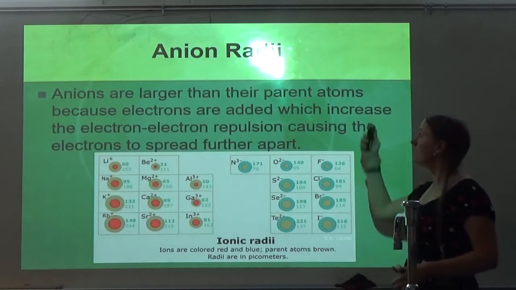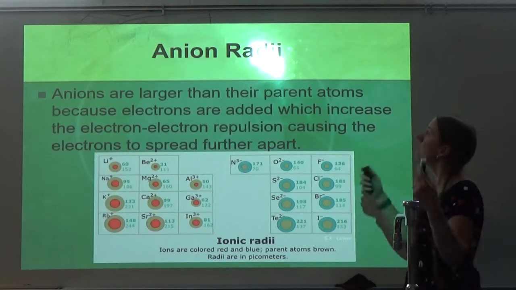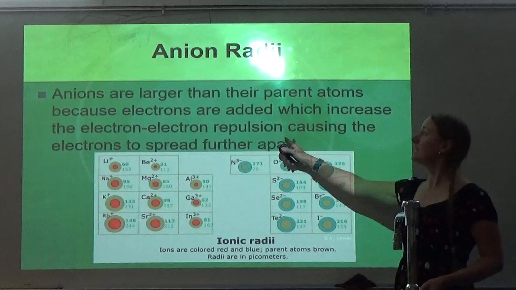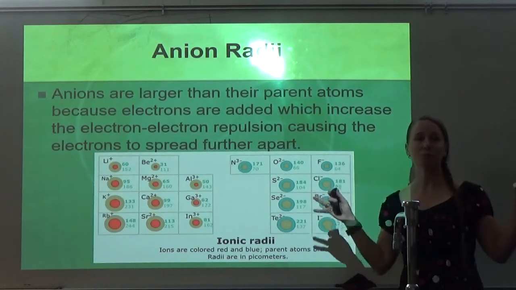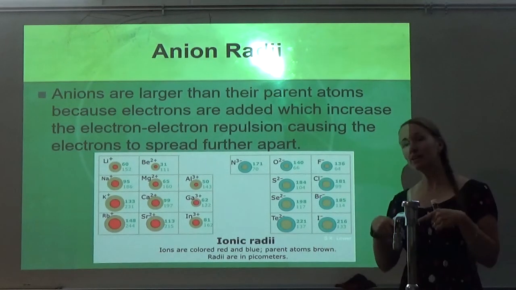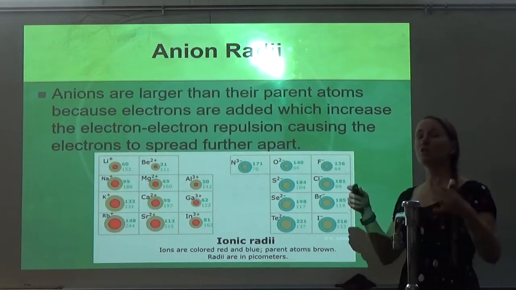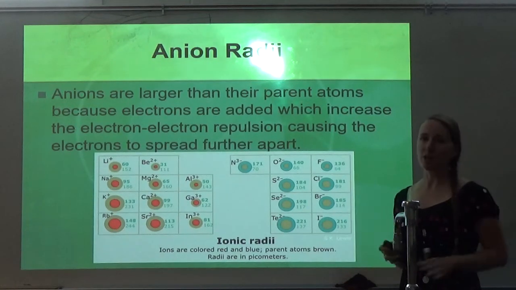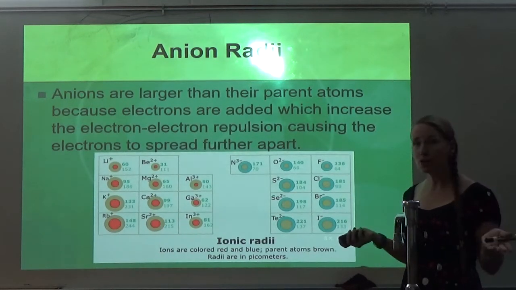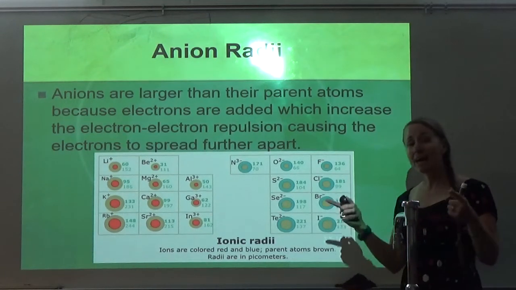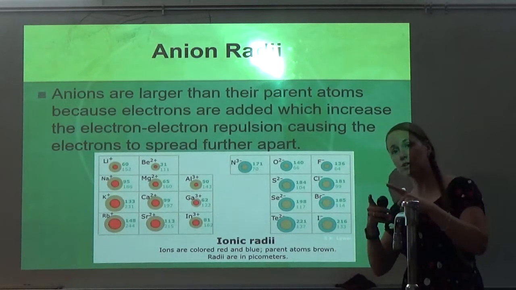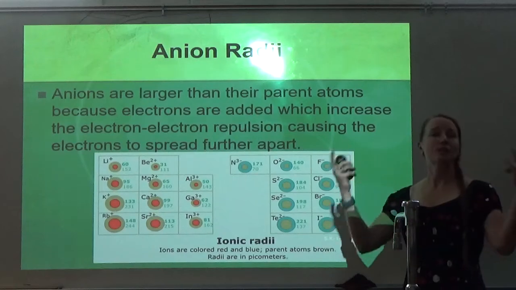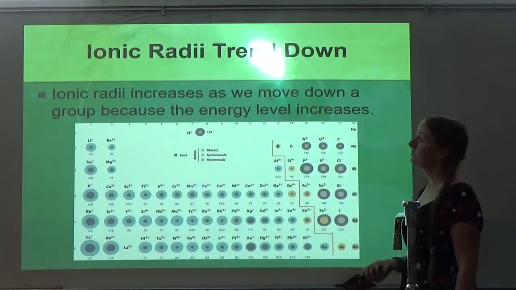So anions are larger than their parent atoms because electrons are added, which increases the electron-electron repulsion and causes them to spread out. So the problem is you're adding an electron, but you didn't add any protons. So now all those electrons are all bent out of shape, because remember, they're going to repel one another because they're all negative. So cations lose electrons and get smaller. Anions gain electrons and get larger than the parent atom.